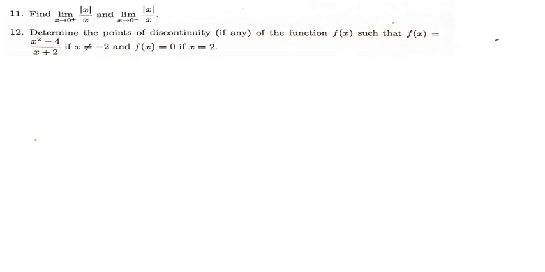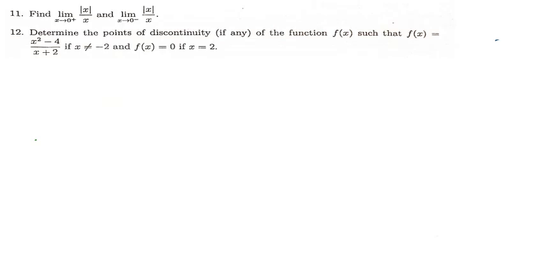So what is happening here? We know that if you plug in negative 2 here, the answer is going to be 0 over 0, which is undefined. We don't want this function to be defined. We want to identify the point of discontinuity. So now, they're saying determine the points of discontinuity, if any, of the function.